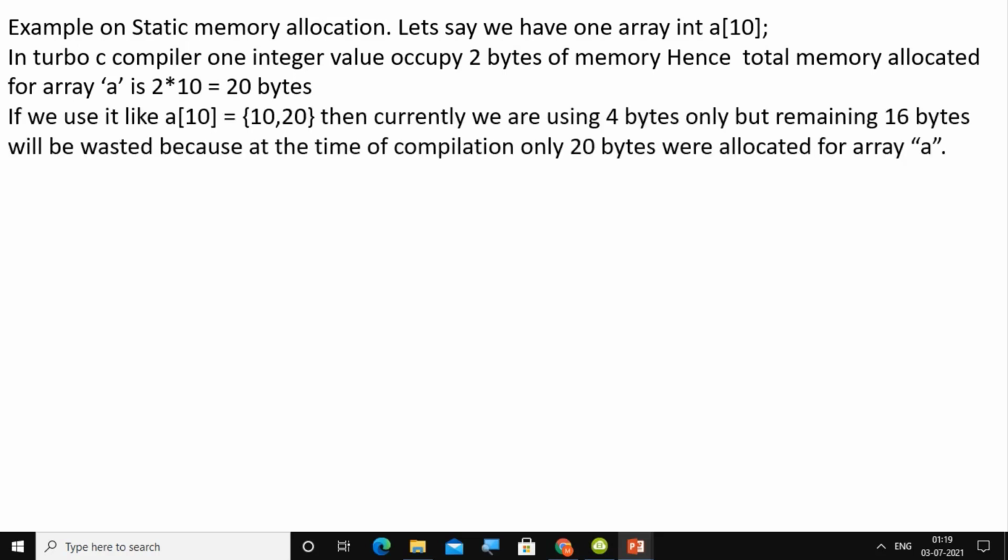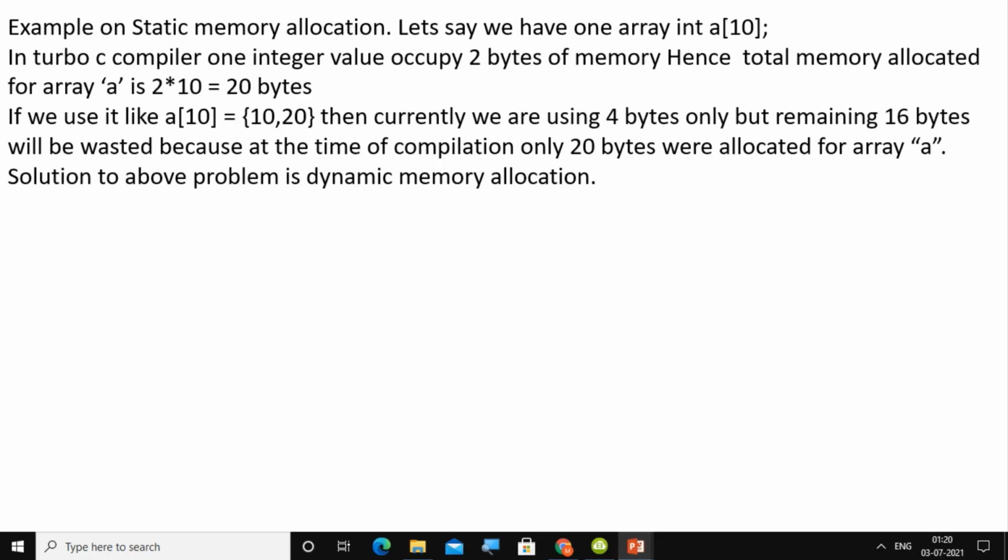Now, if we use array A of size 10 with only elements 10 and 20, then currently we are using 4 bytes only, but the remaining 16 bytes will be wasted because at the time of compilation only 20 bytes were allocated for array A, and in static memory allocation we cannot increase or decrease memory size once it is allocated.